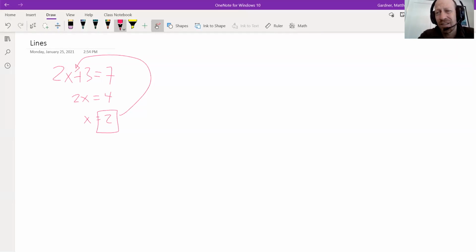Right? I mean, that's the idea of the solution: what do we put in to make the equation true? So this is called a linear equation. Probably better for me to type these. So this is a linear equation, but it's only in one variable.